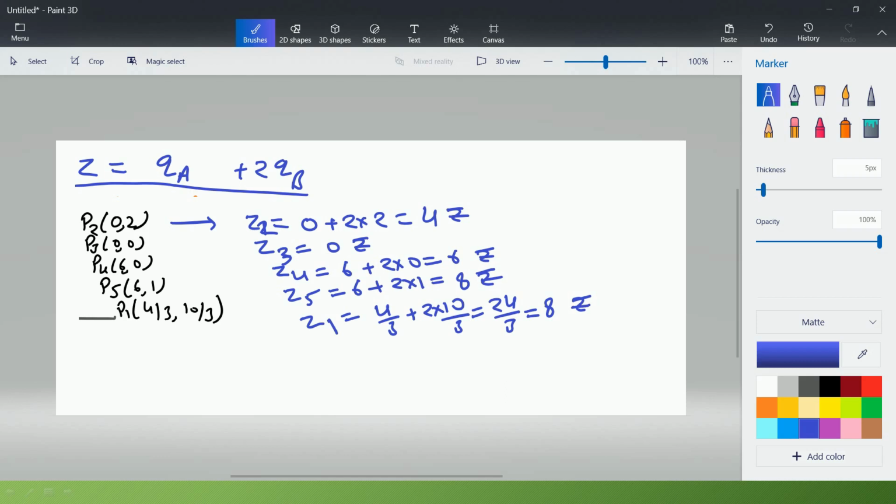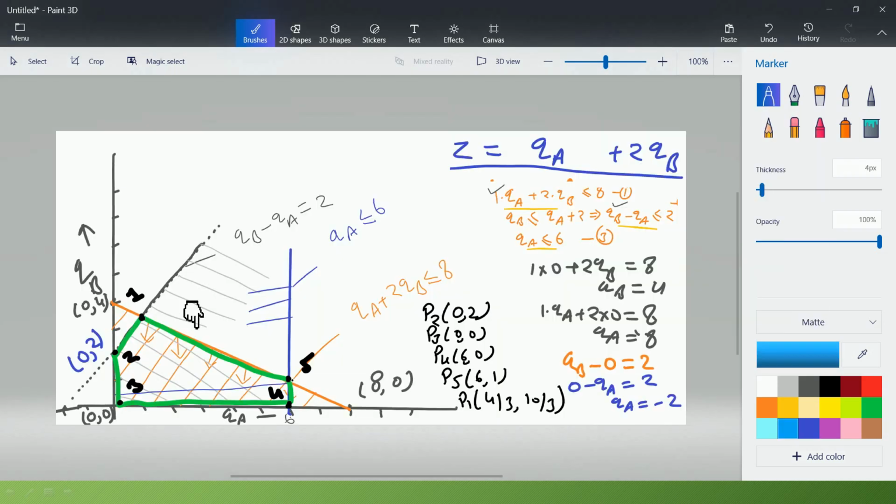So now you can check we are obtaining 8 rupees profit on 2 points. Point number 5 and point number 1. Okay, so you can check along this line every point will give 8 rupees profit. So in this case we do not have a unique solution. So this type of problem is a multiple solution problem.